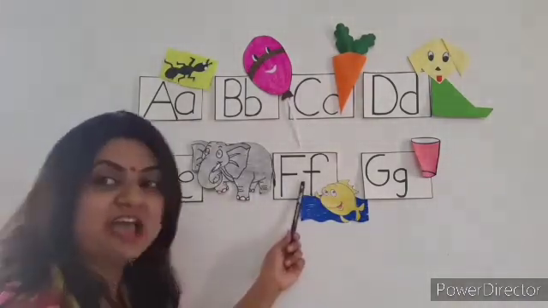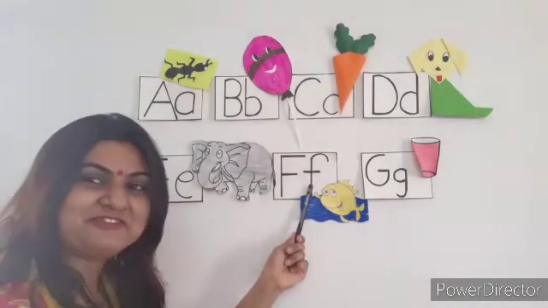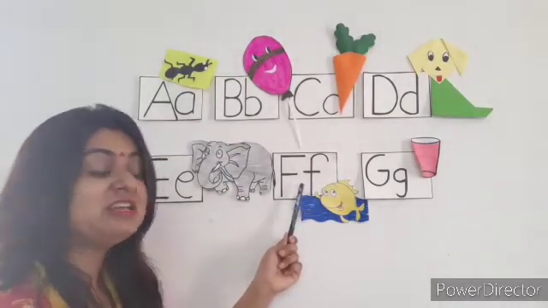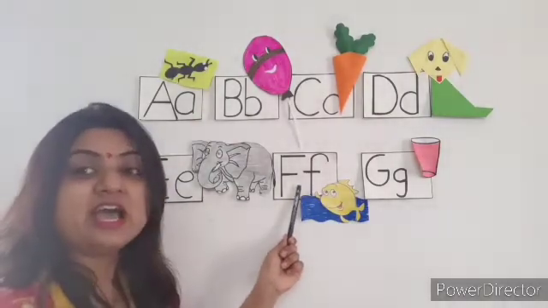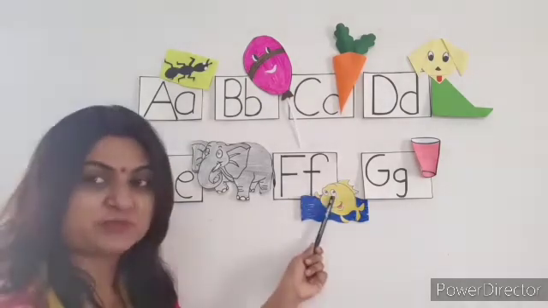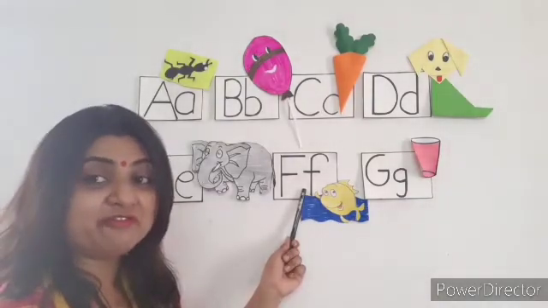Letter F. Capital F, small f. Mama F, baby F. Sound of letter F is F. F as in fish. What comes after letter F?